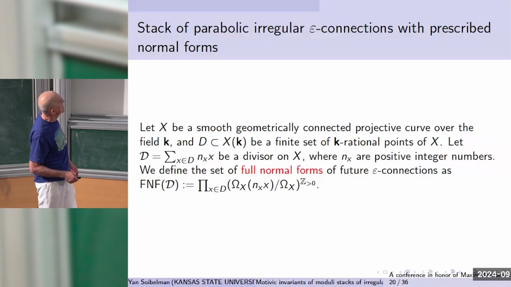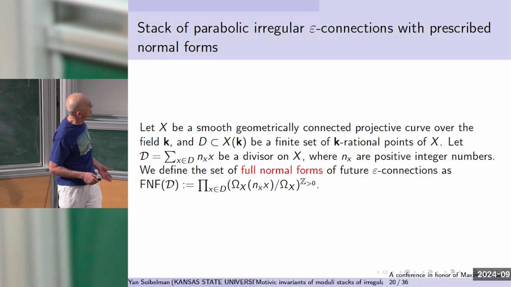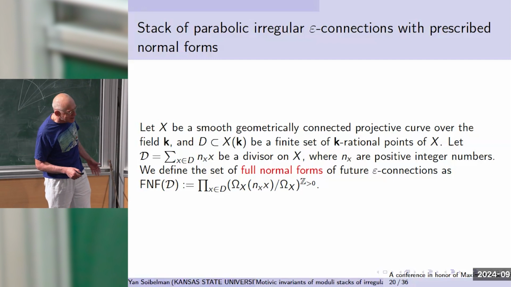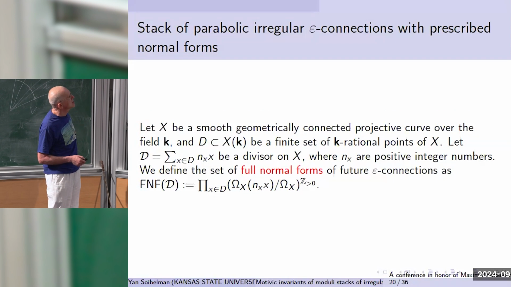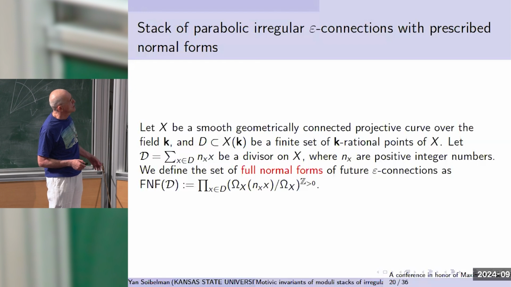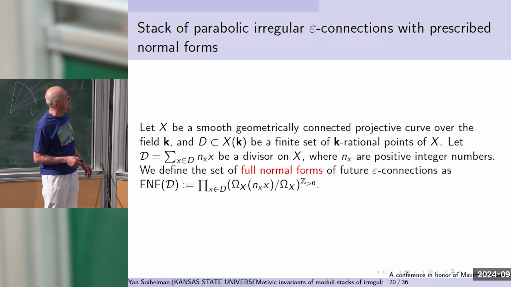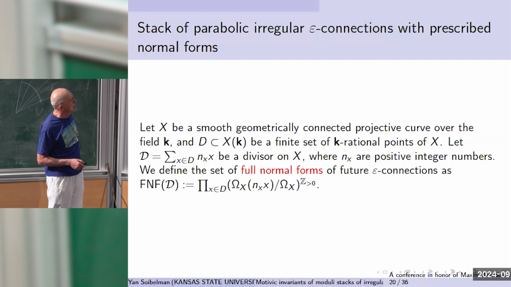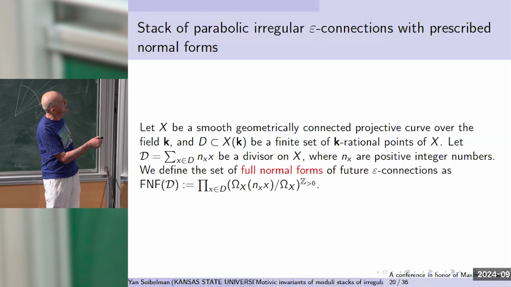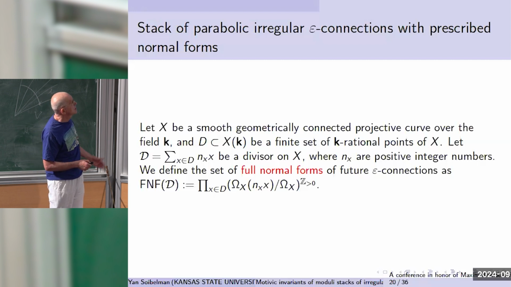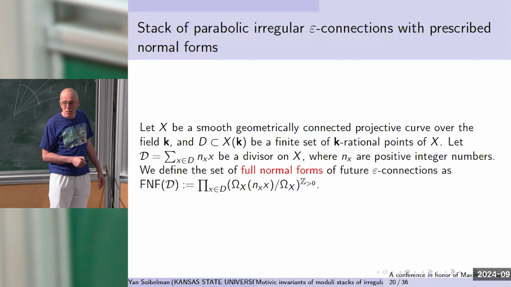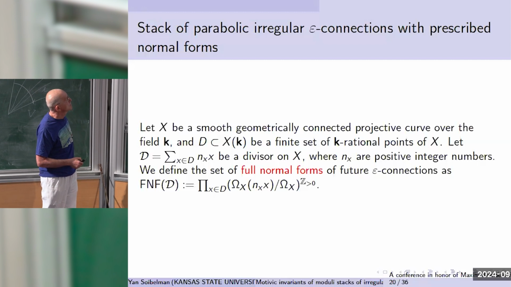Now, in order to define singularities, first we define the space of normal forms. So we will have matrices, like in local coordinates, with entries which are differential forms, which might have poles of degree up to a fixed degree, the multiplicity of the divisor. Yeah, so then it's useful to define this space of all possible formal normal forms.